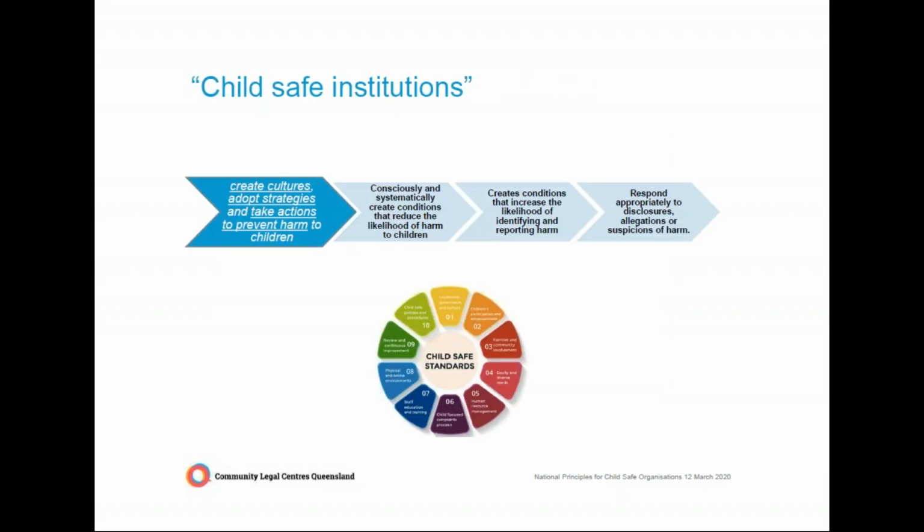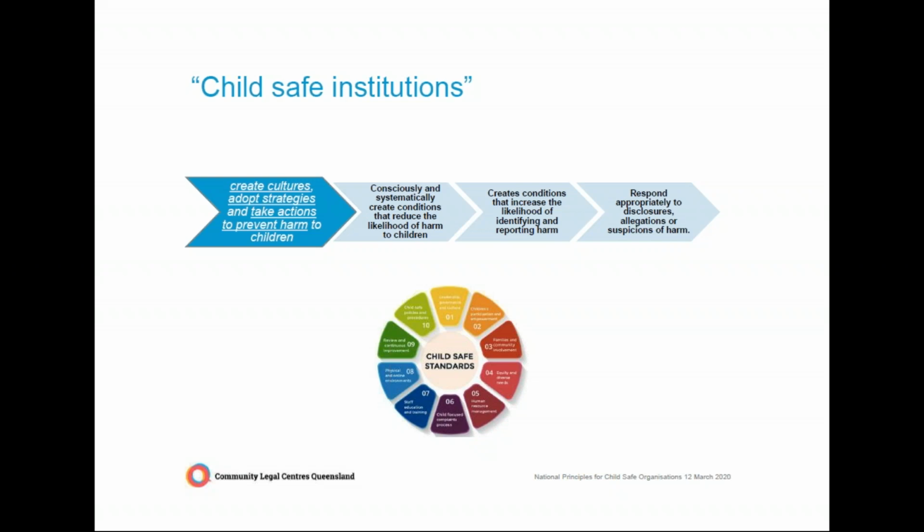The report defined a child-safe institution as follows. Child-safe institutions create cultures, adopt strategies and take action to prevent harm to children, including child sexual abuse. They consciously and systematically create conditions that reduce the likelihood of harm to children, create conditions that increase the likelihood of identifying and reporting harm, and respond appropriately to disclosures, allegations or suspicions of harm.